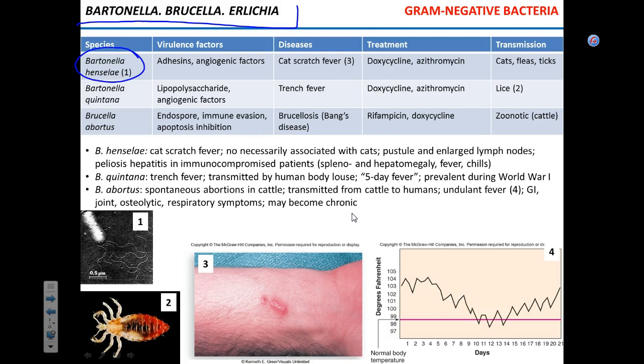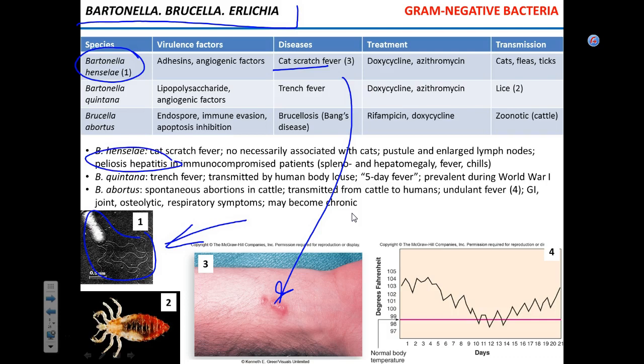So Bartonella henselae, shown here in the image, a flagellated gram-negative bacillus, causes cat scratch fever. Picture is shown right here. Quite obviously it can be acquired from a cat scratch. Yes, from the cat. But not only from the cat, it can be transmitted by fleas, it can be transmitted by ticks. It's absolutely treatable. In many cases it is self-limiting and does not require any treatment. But in patients who are immunocompromised, it may lead to hepatitis.